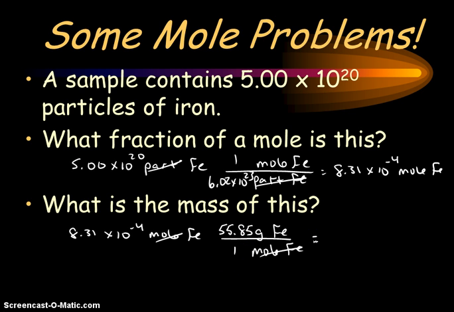So 8.31 times 10 to the negative 4 times 55.85 will give us 4.64 times 10 to the negative 2 grams.